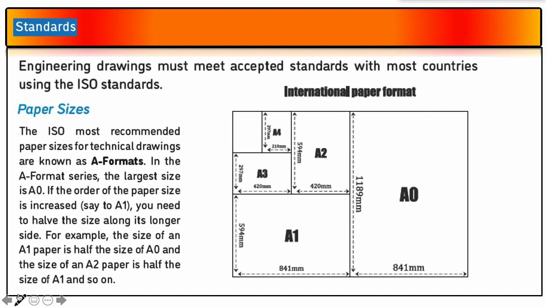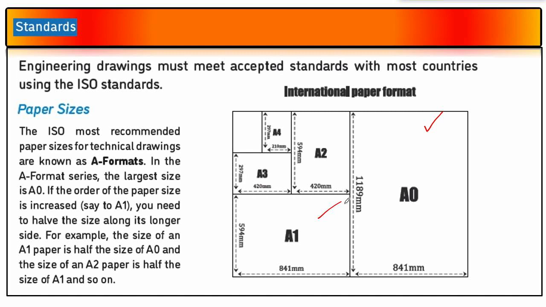Speaking of standards, we're going to look at the paper sizes as one of the international paper formats. If you look at the picture on the right, you will see different types of paper sizes. First one being the A0, the biggest size of paper. Then we have half of that being the A1. A0 is 1189 millimeters, whereas the A1 is 594 millimeters.